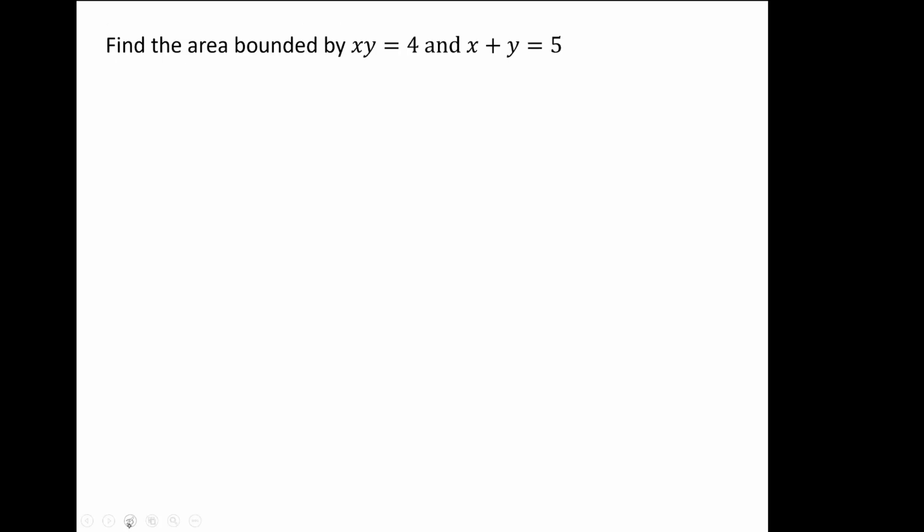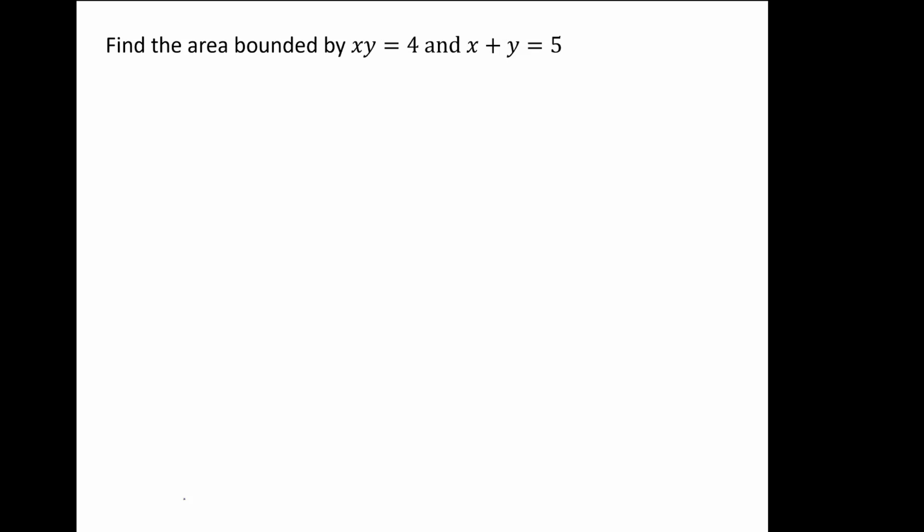Alright, this is the last, no, second last one. Find the area bounded by x times y is equal to 4 and x plus y is equal to 5. You've got two choices here. You can think sideways or you can think not sideways. So if you want to, you can write this as x is equal to 4 over y and x is equal to 5 minus y, and then switch all the x's and y's.